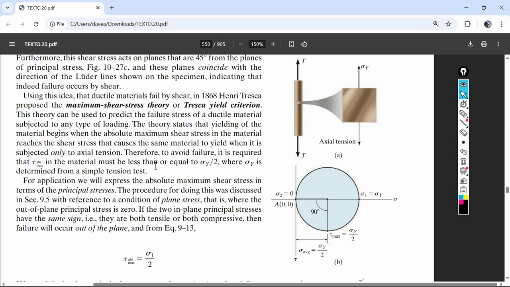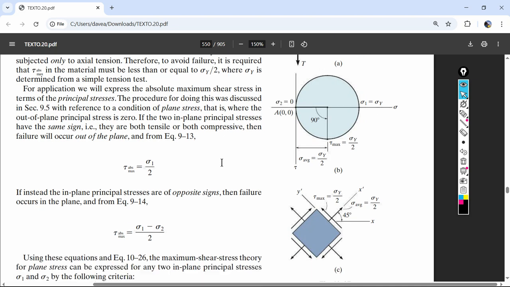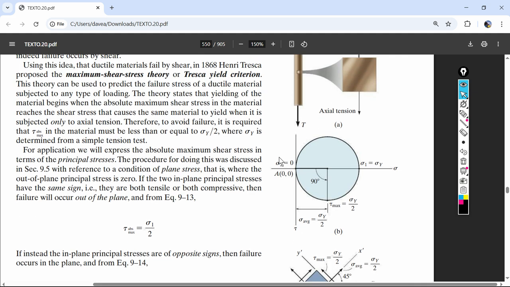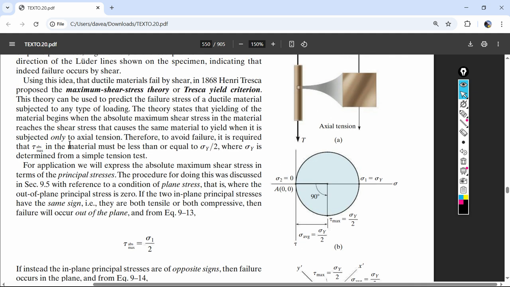Oh, okay. This is very fascinating, because if we run a tension test, I'm failing to see that this equation is a legitimate equation, that the max shear is equal to the stress divided by 2. And, yep. Okay. So, yeah, I can buy that.